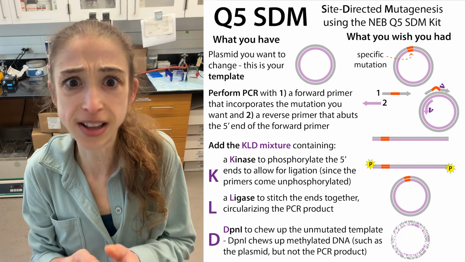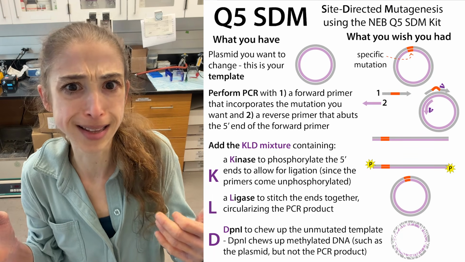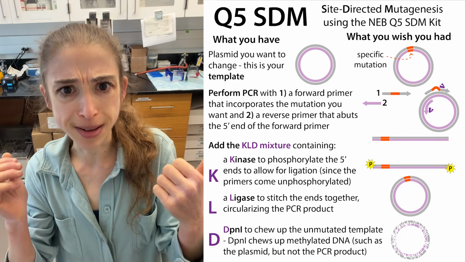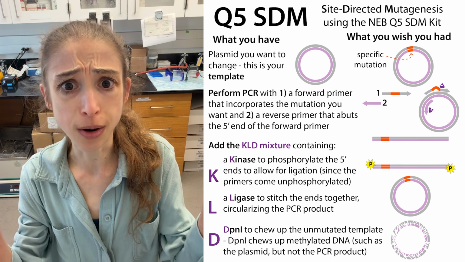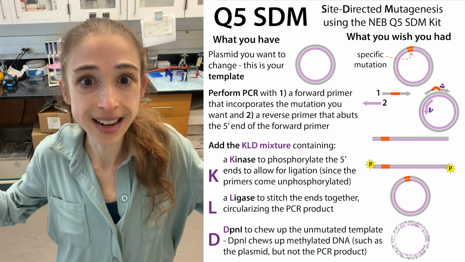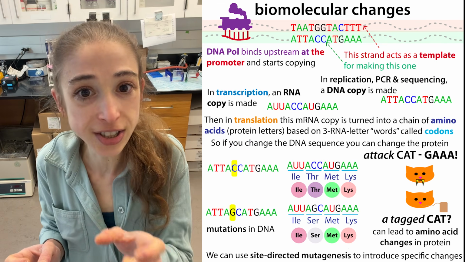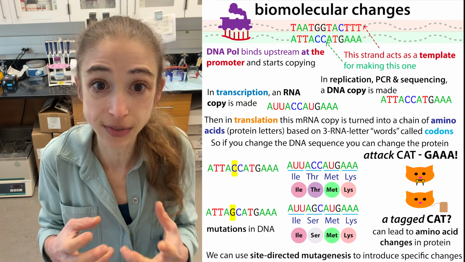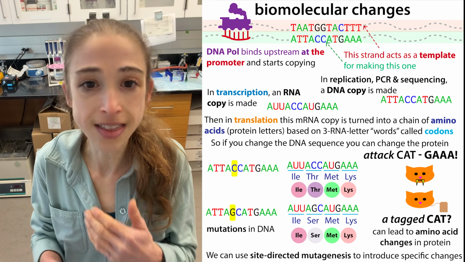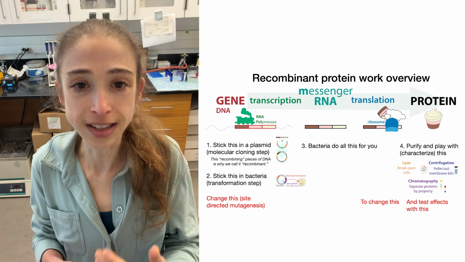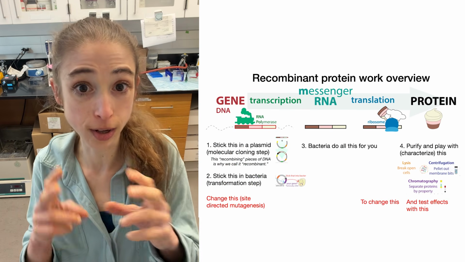Sometimes in science you feel like you're lost in a sea of acronyms, like NEB Q5 SDM Kit contains KLD mixture. Whoosh! And all of this is hiding some really cool science that allows you to make site-specific changes to DNA, to make specific changes to proteins that you want to study in the lab. And so this is a technique that we use for recombinant proteins.